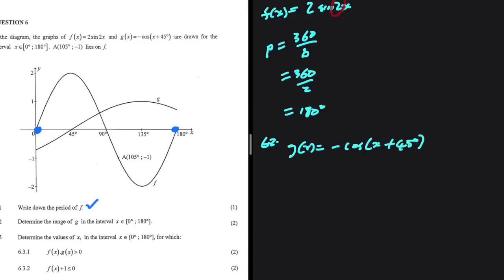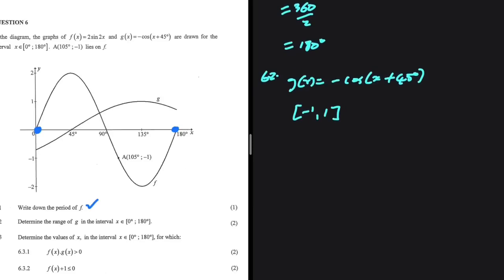It's very simple for you to make this mistake. You can say that the range of g is minus 1 to positive 1. But this is actually not true. Let me show you why. Positive 1 is correct, but minus 1 is not correct.